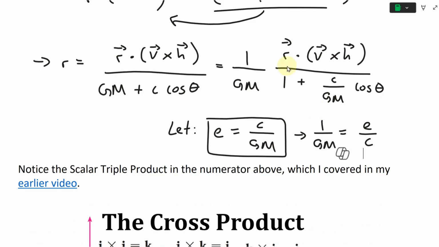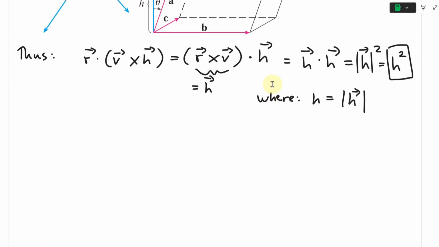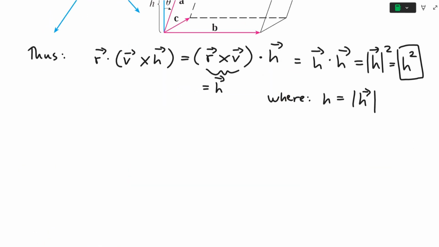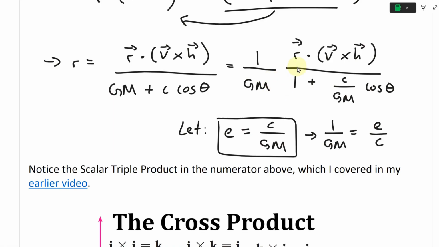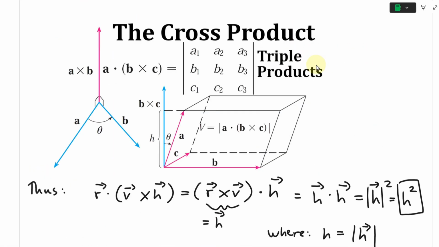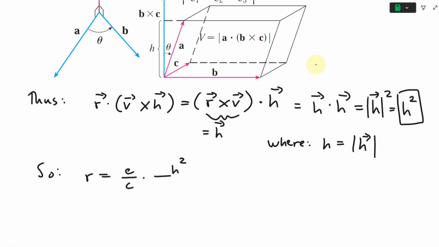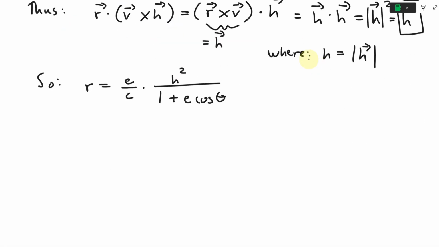And now we're going to throw all that inside. And this part here is just going to be H. This is going to be H squared. Yeah, so we have all that, and it all simplifies. So what we're going to get is the magnitude of R, so again, now the vector magnitude, is equal to 1 over GM becomes E over C, times this part here, which is going to be H squared, then all divided by 1 plus E cosine theta. Yeah, so now look at what we're starting to get.